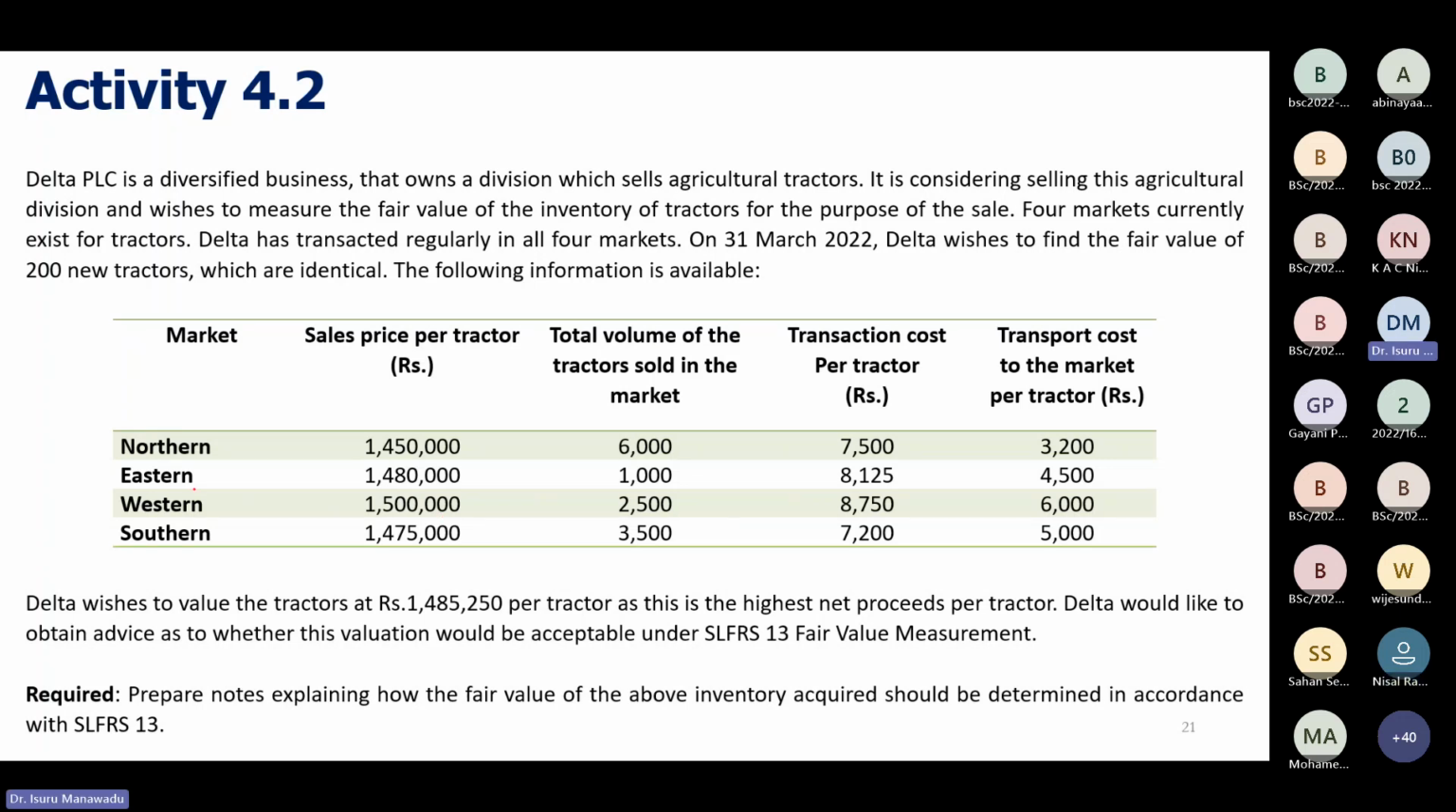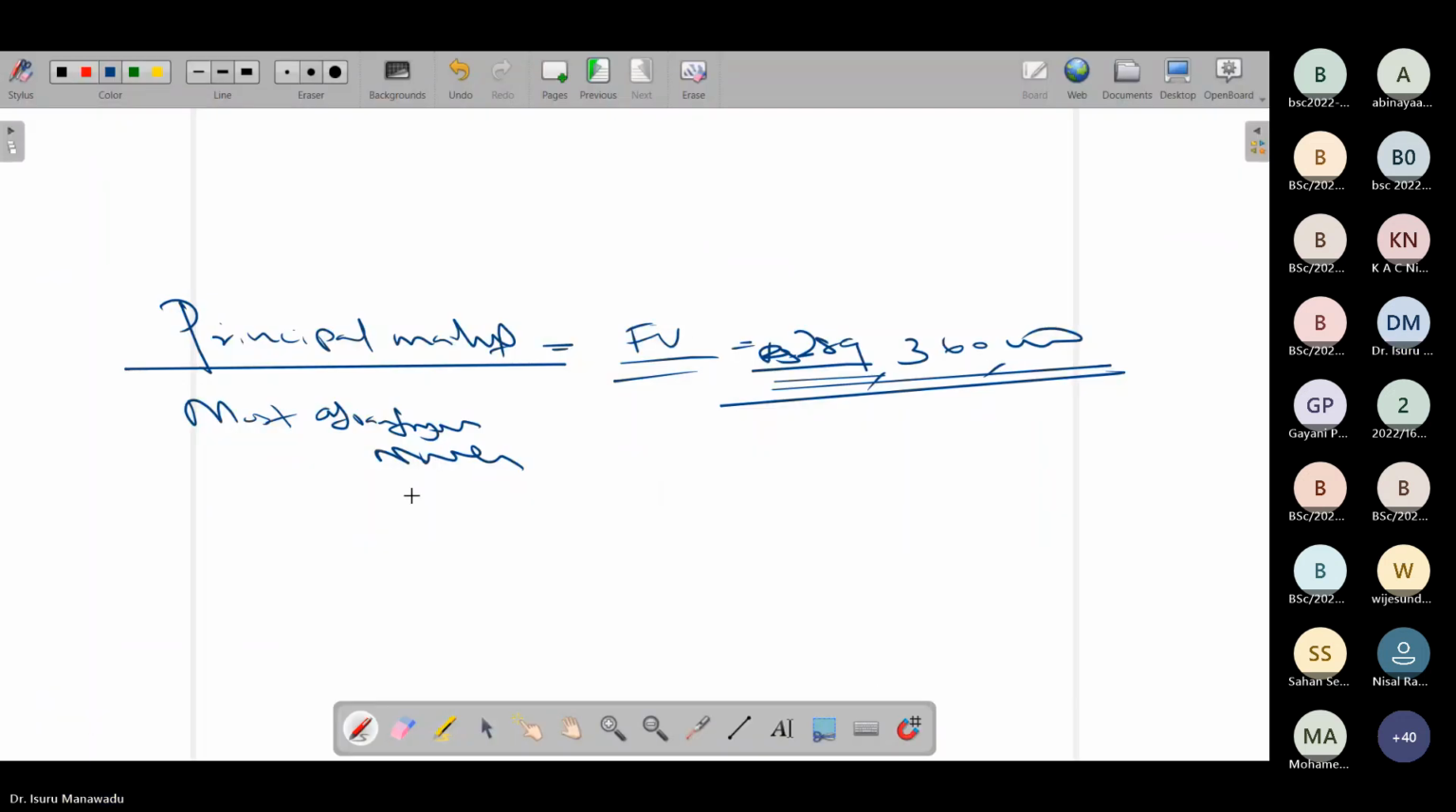Western. Both transaction cost as well as transport cost should be deducted. So 1.5 million minus... Yes, right. So what is the fair value of the Western market?